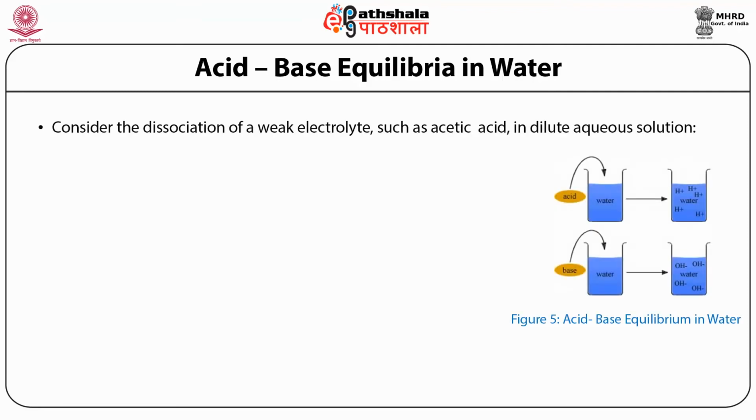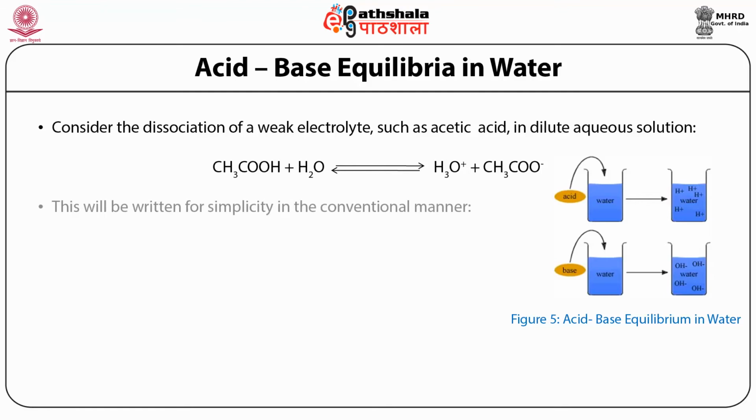Consider the dissociation of a weak electrolyte such as acetic acid in dilute aqueous solutions. So here, acetic acid in water will form H3O plus and acetate ion. This will be written for simplicity in the conventional manner: CH3COOH is in equilibrium with H plus and CH3COO minus. The H plus represents the hydrated hydrogen ion.